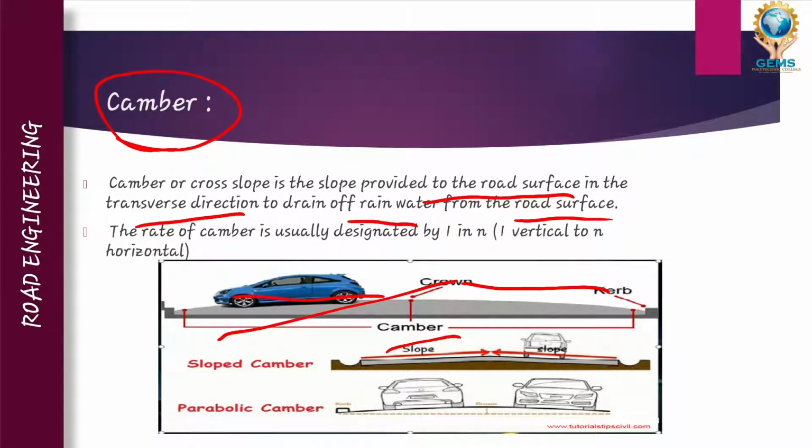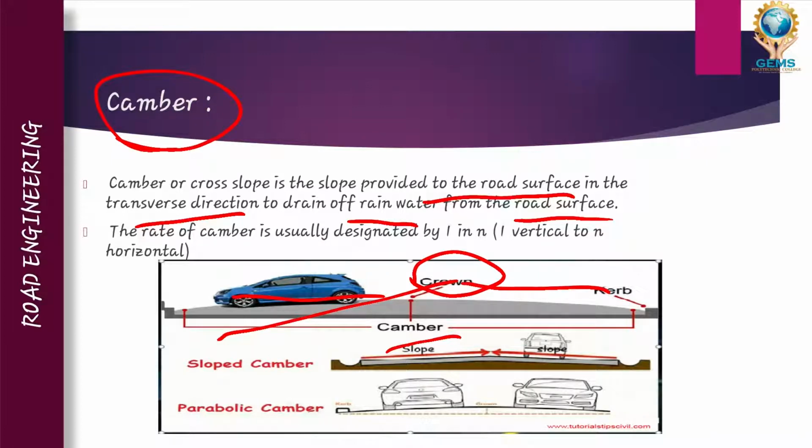This is the transverse surface. It is provided for draining of the rainwater, and this slope is known as camber, and the raised portion is known as crown. And you can see if the crown is placed, there will be a transverse direction of slope, and that slope is known as camber.